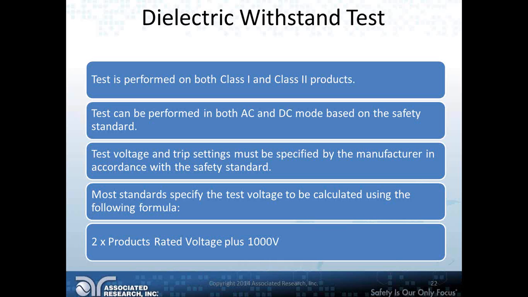For a HIPOT test, a rule of thumb for calculating the high voltage, which most of the standards specify, is twice the product's rated voltage plus 1,000 volts. So for example, in the U.S., if you have line power coming in at 120 volts, your HIPOT test voltage would be 120 times 2 plus 1,000, which is 1,240. So that would be your HIPOT voltage. However, again, there are standards that specify different voltages for different types of HIPOT tests, so it's always a good idea to look at the standard.